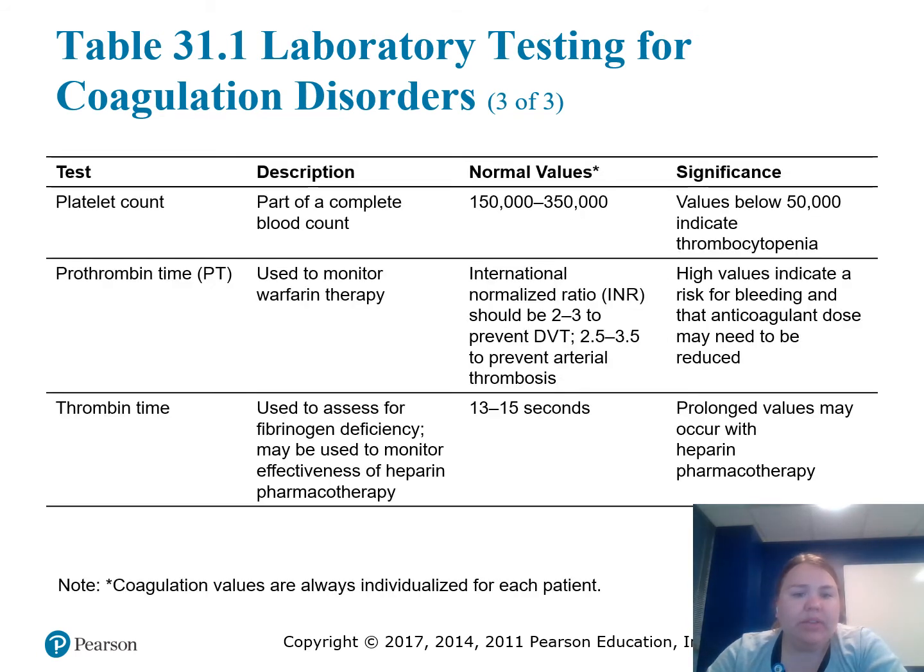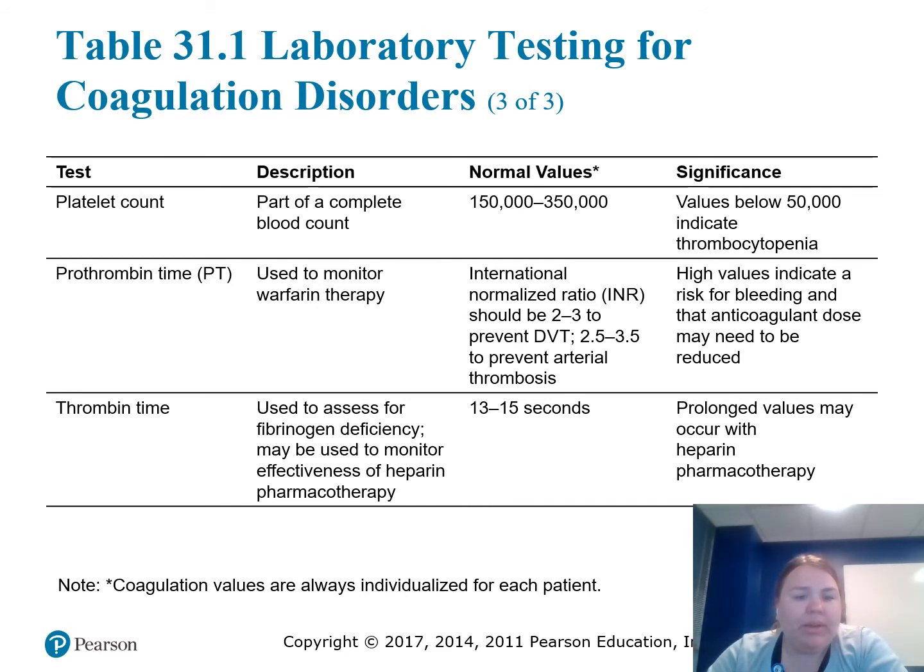Our platelet count is about 150,000 to 350,000. Values below 50,000 indicate thrombocytopenia. That's a condition where you're going to have a low platelet count. Platelets are colorless blood cells that help you clot. They help stop the bleeding by clumping and forming clots in the blood vessels that are injured.